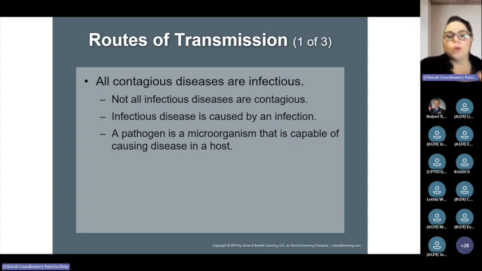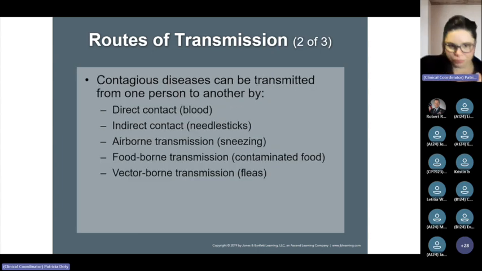Okay, so routes of transmission. There's several. All contagious diseases are infectious. That's simple enough, right? But not all infectious diseases are contagious. So you can have some that are caused by an infection, right? And a pathogen is a microorganism that is capable of causing a disease in a host, and it's going to live there for as long as it can until it can transfer to someone else. And then that's when we have mutations also.